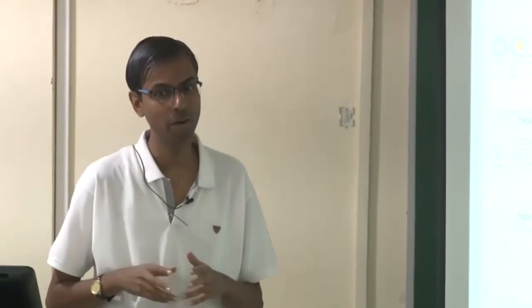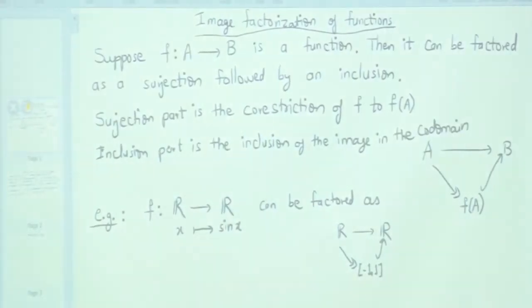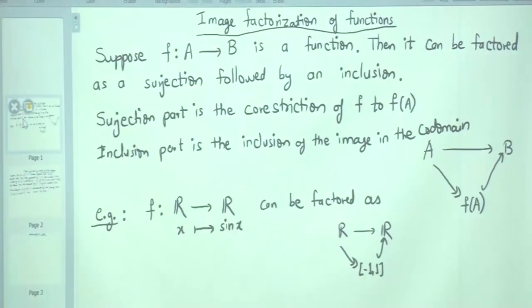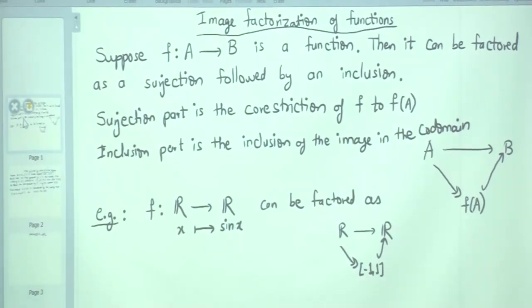So, there was an important topic which we missed while studying sets and functions, and that is called the image factorization of a function. It's something very simple, but for the sake of completeness, I have written it on the board. So suppose f is a function, then it can be factored as a surjection followed by an inclusion. Yeah, notice that I am not saying injection, I am being more specific. A surjection followed by an inclusion. Inclusion always corresponds to subsets.